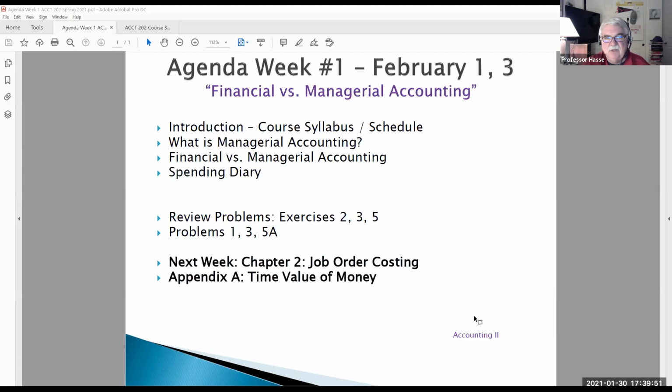So today we're just going to introduce the first week. This is our agenda for the first week, what we're going to be trying to accomplish. Our topic for this week is financial versus managerial accounting. What is managerial accounting or Accounting 2? Just learning the basics, and we're going to be looking over some exercises on Wednesday, and just get prepared for our course of study for the coming semester.